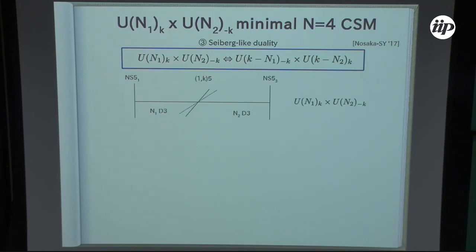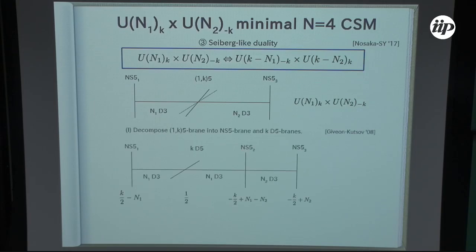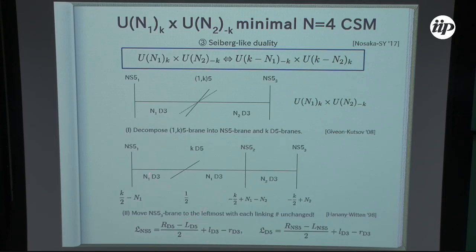So anyway, let me explain another aspect of the Seiberg-like duality, which is given like this. This can be seen from the brane exchange in the Hanany-Witten configuration. This is the setup for us. First we decompose this 1 K5 brane into 1 NS5 and K D5 branes as follows. And I want to exchange this NS5 and this NS5 at the rightmost. When we do this, we keep the linking number, which is given like this.